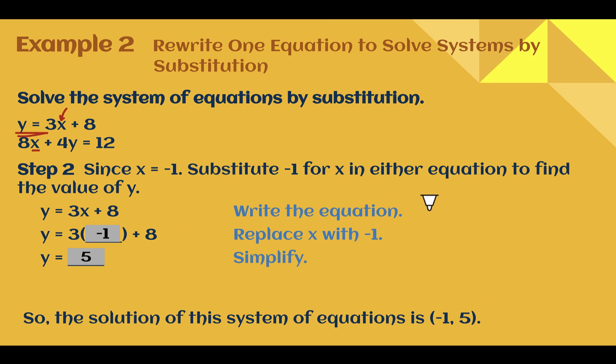Let's double check with that other equation though real quick. I have 8x plus 4y equals 12. X is negative 1, so 8 times negative 1 is negative 8. Plus 4 times 5 is 20. Is that equal to 12? Negative 8 plus 20, or 20 minus 8, that is equal to 12. 12 equals 12. We have the correct combination of x and y that fits both equations. It is negative 1, positive 5.